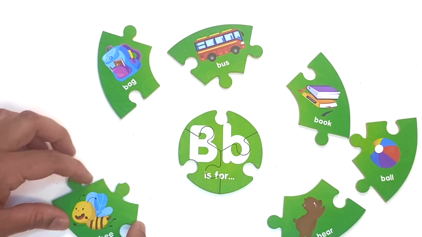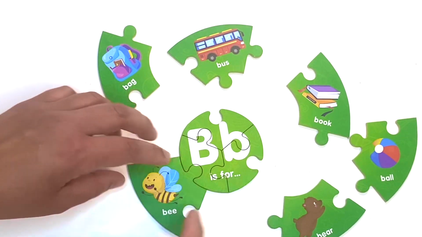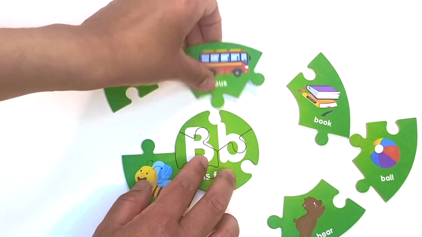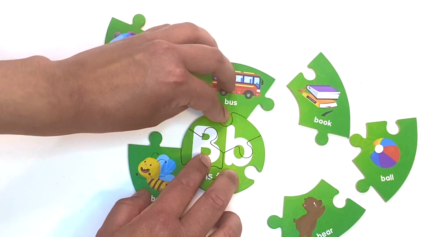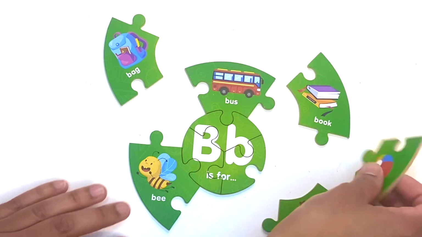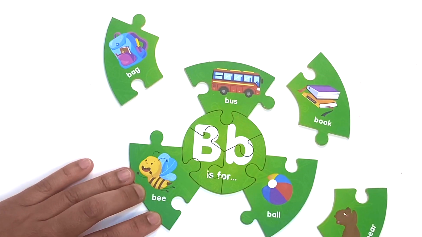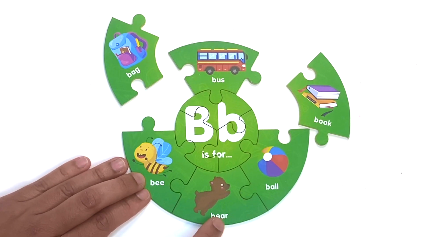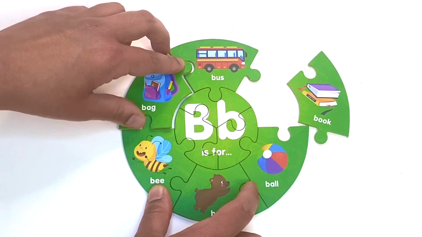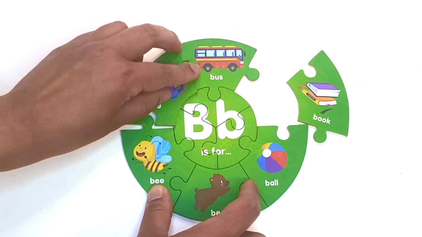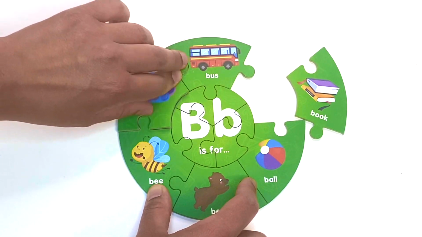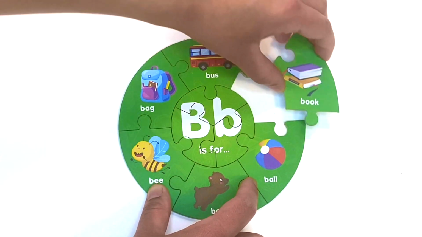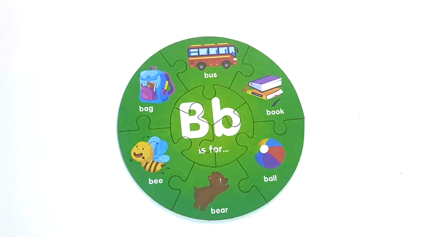B is for bee, bus. What about ball? Yeah, ball. Oh, what about bear? Look at that, it's a little bear. And you could wear this on your back. Yeah, it's a bag. And even books.